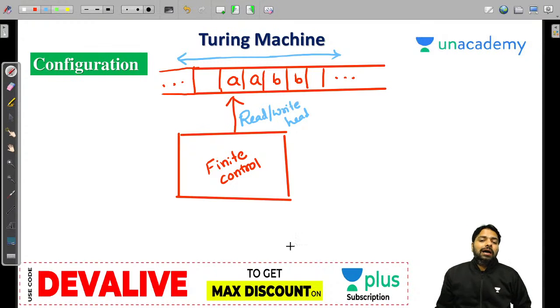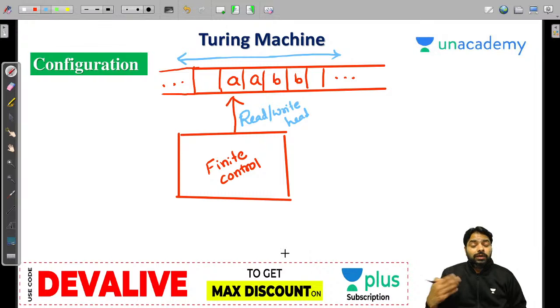Now the head is bidirectional, and on the tape you can read or you can write. So this is an input or output tape. Rather than saying input output, just say tape. This is a tape. You can write or you can read, right? If you want to represent only input, you can represent that, no problem at all.